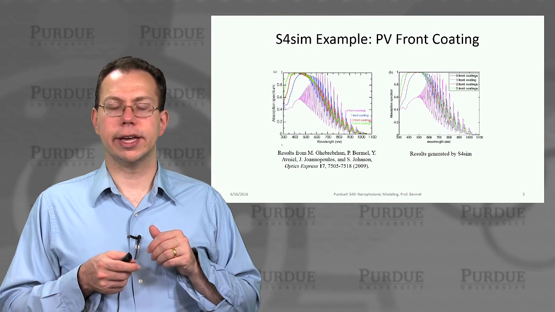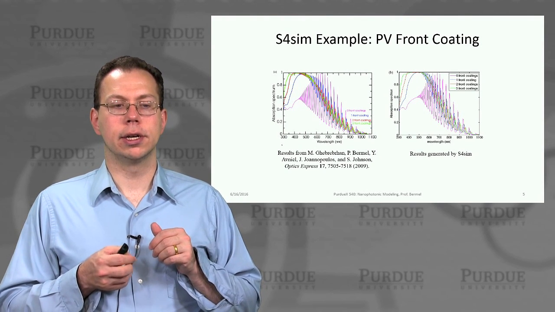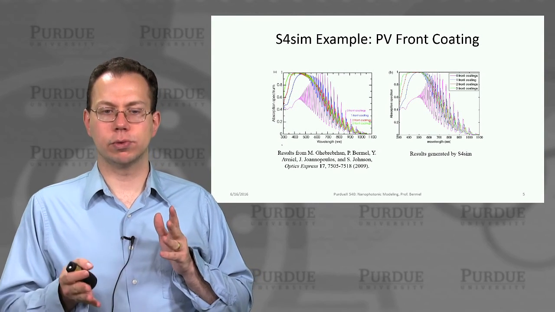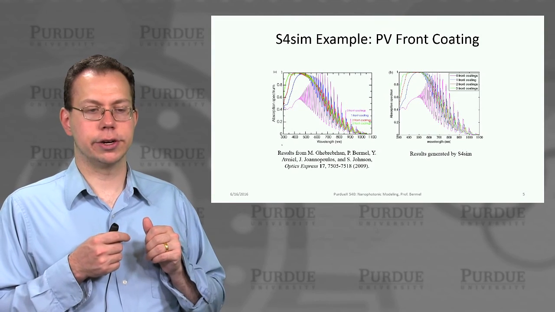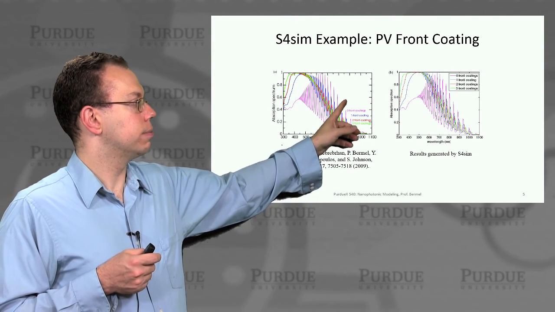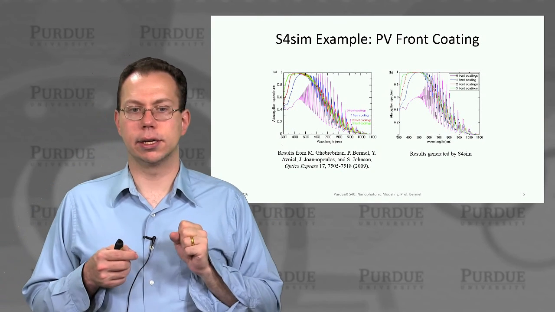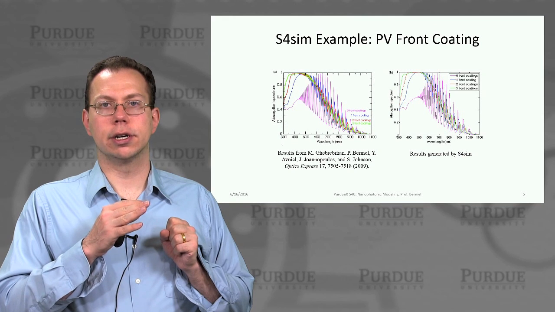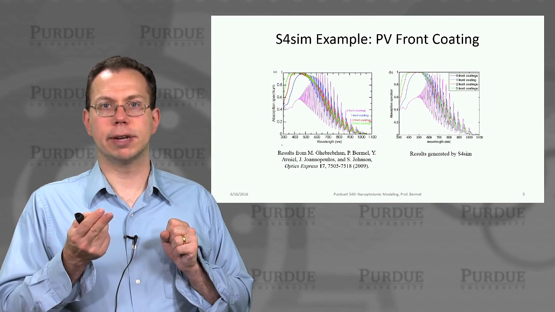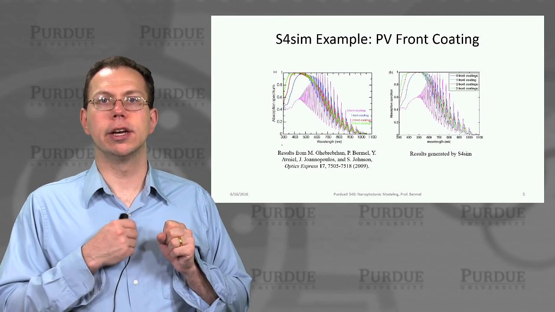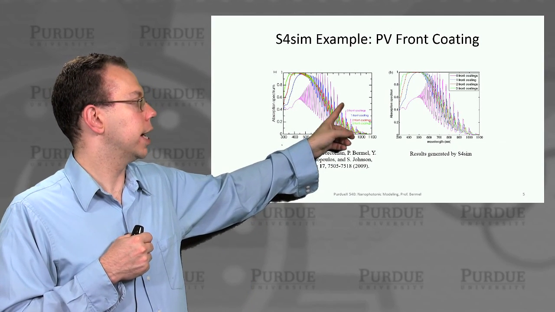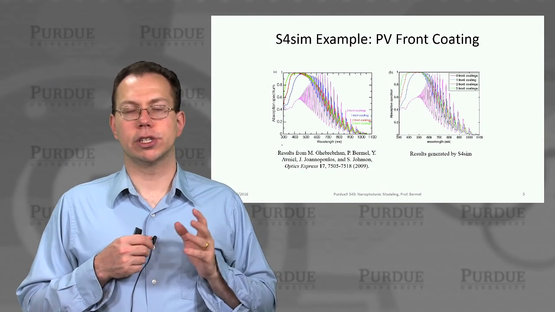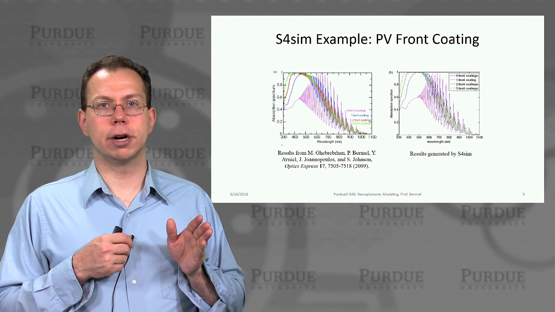In order to validate this tool, we compared it not just to one paper in the literature, but many. This is just one example, which is hopefully visually clear, showing that previous work on photovoltaic front coatings had mainly focused on using either one front coating layer and sometimes two, but this work went up to 3 front coating layers. It showed that as you add more layers, you get better absorption in silicon, especially in the blue part of the spectrum.